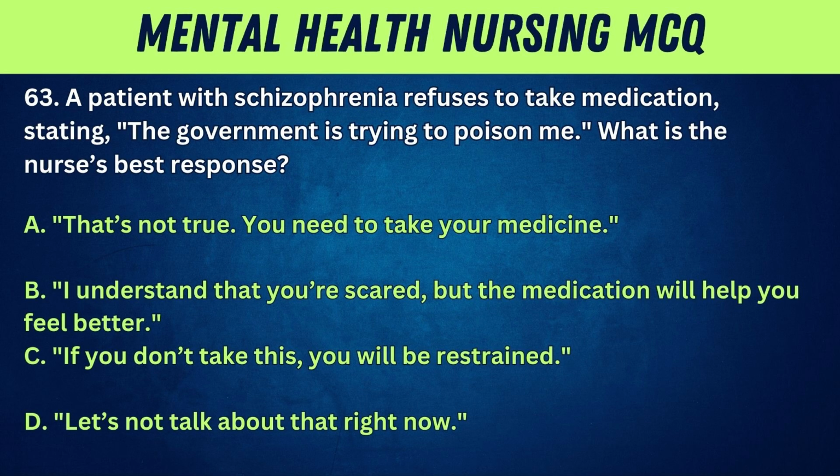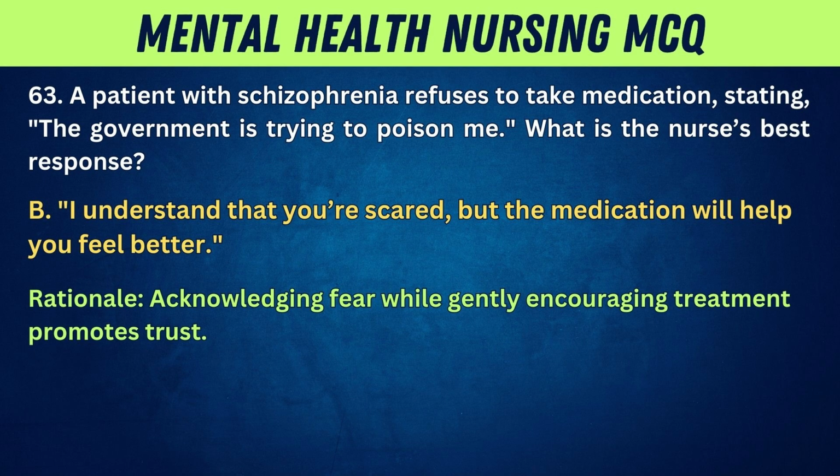63. A patient with schizophrenia refuses to take medication, stating, "The government is trying to poison me." What is the nurse's best response? A. That's not true. You need to take your medicine. B. I understand that you're scared, but the medication will help you feel better. C. If you don't take this, you will be restrained. D. Let's not talk about that right now. Answer: B. I understand that you're scared, but the medication will help you feel better. Rationale: acknowledging fear while gently encouraging treatment promotes trust.